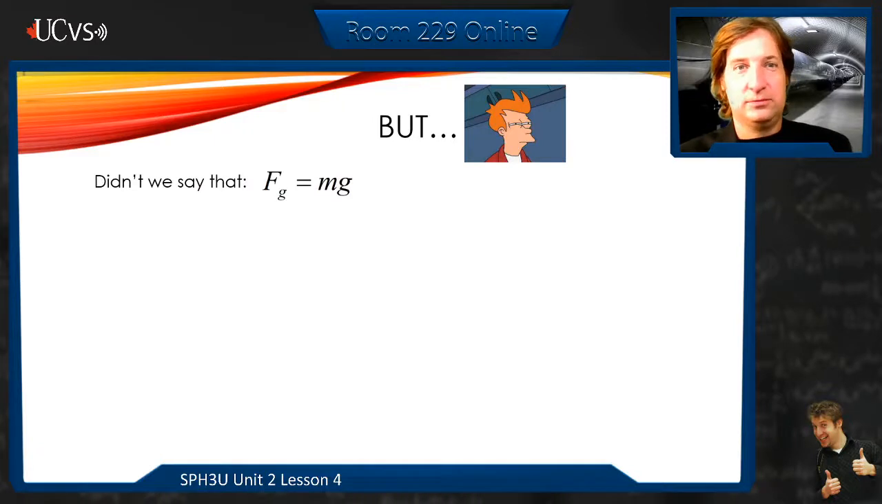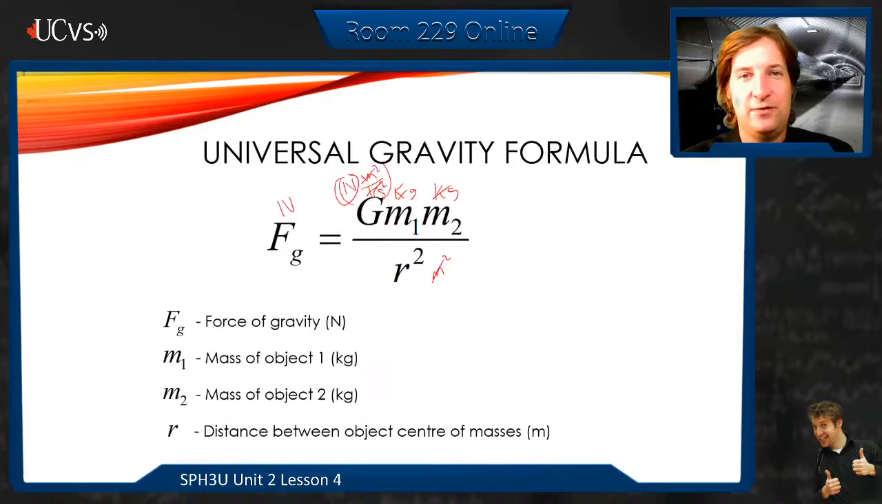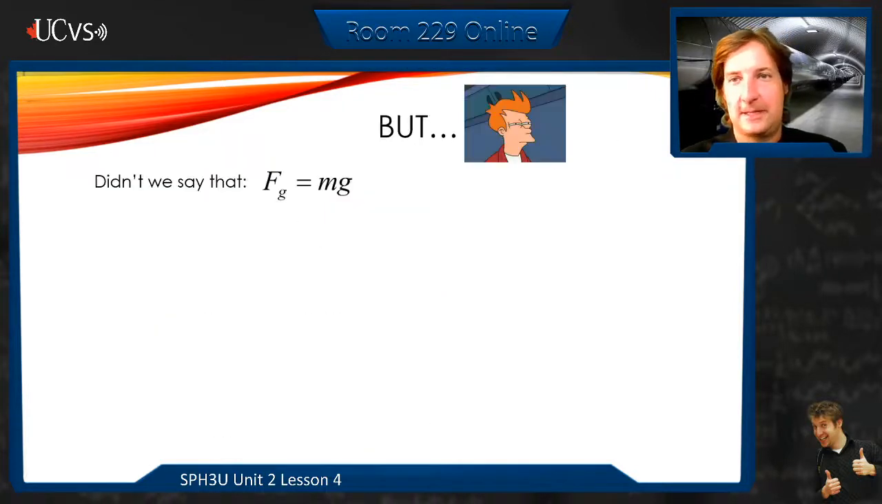So let's do, oh, wait a second. Uh-oh. Didn't we say that the force of gravity is just mass times g, where g is 9.81 meters per second squared? Didn't we have that expression? How can we have two? Well, let's think about this for a second. Let's write it out. Okay, this is G M M over r squared.